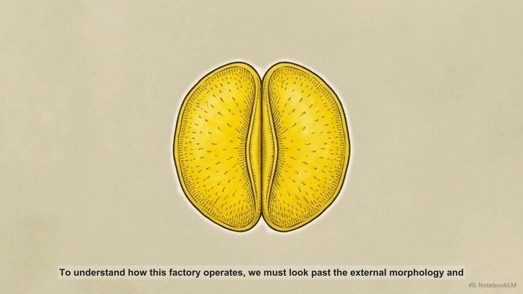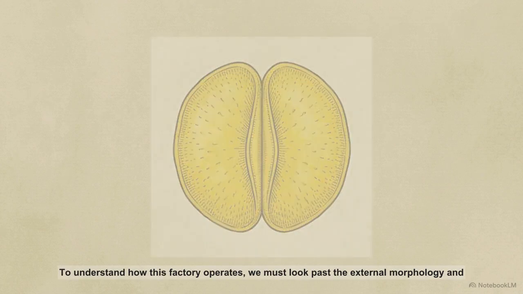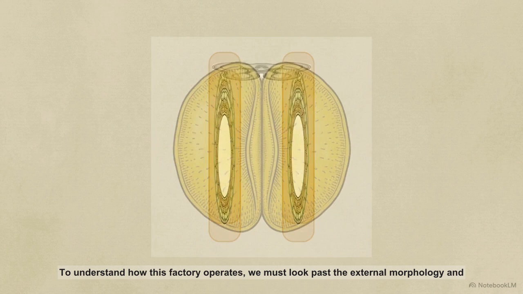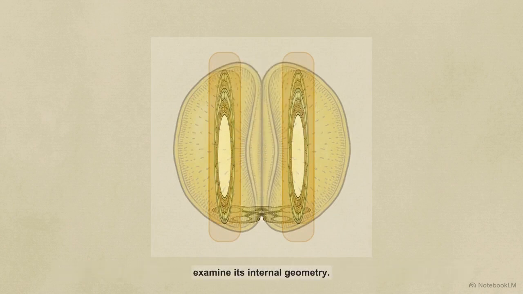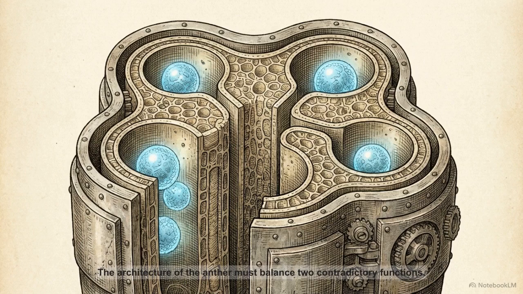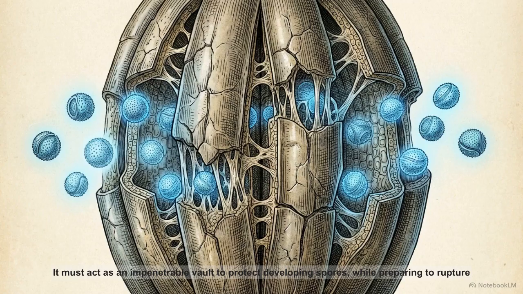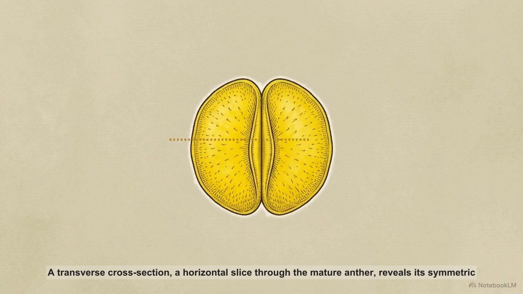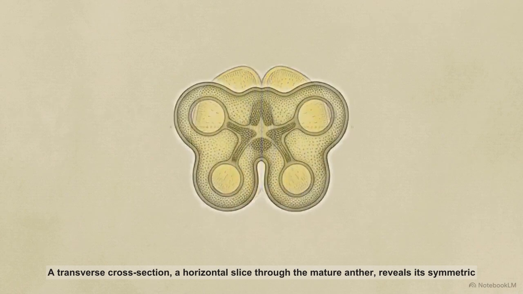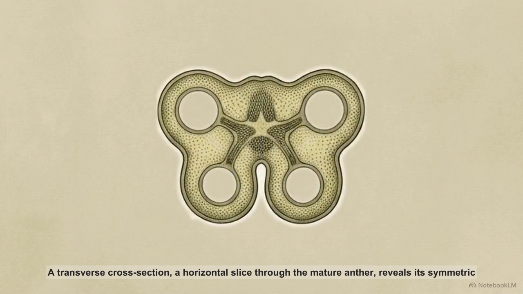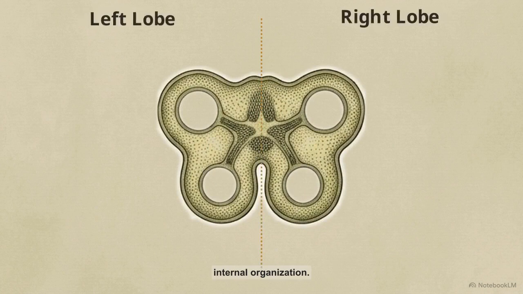To understand how this factory operates, we must look past the external morphology and examine its internal geometry. The architecture of the anther must balance two contradictory functions. It must act as an impenetrable vault to protect developing spores, while preparing to rupture to release them. A transverse cross-section, a horizontal slice through the mature anther, reveals its symmetric internal organization.